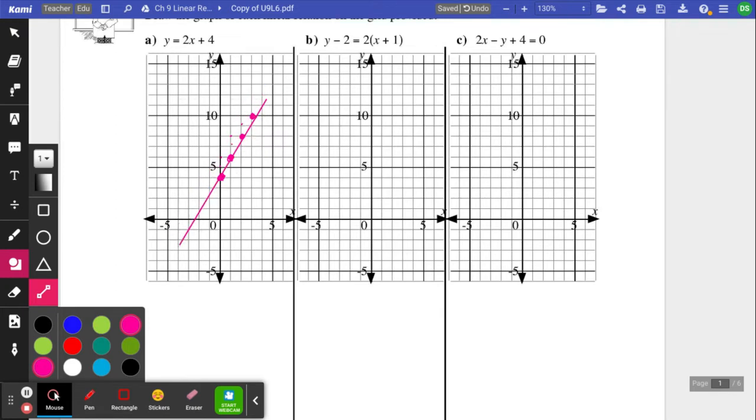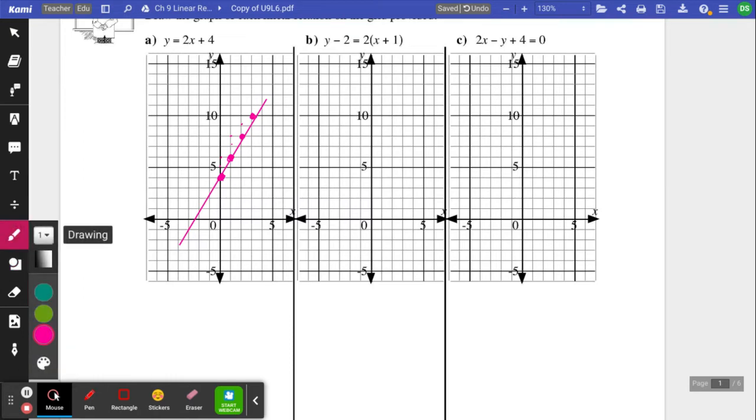Wait, did you get the 2 over 1? Yeah, good question. Think about that for a second. Oh, you made the 2 over 1. Yeah, just put the little 2 over 1. It's all right. You got to know.